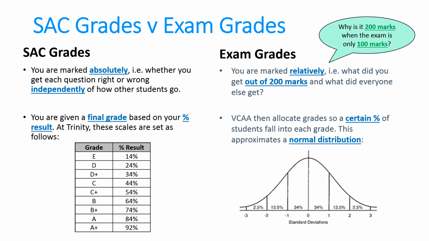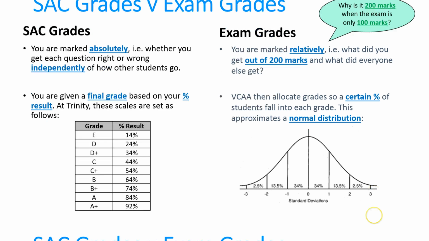What will then happen is VCAA will allocate you on what's called a normal distribution, and you'll fit somewhere on there. So the average or mean will be in the middle here, and then you'll either be on it, above it, or below it, to a different extent. If you're 1 standard deviation above the mean, then you'll be in the top 34% above the average. If you're 3 standard deviations above, you're going to be the very, very upper echelon of students.